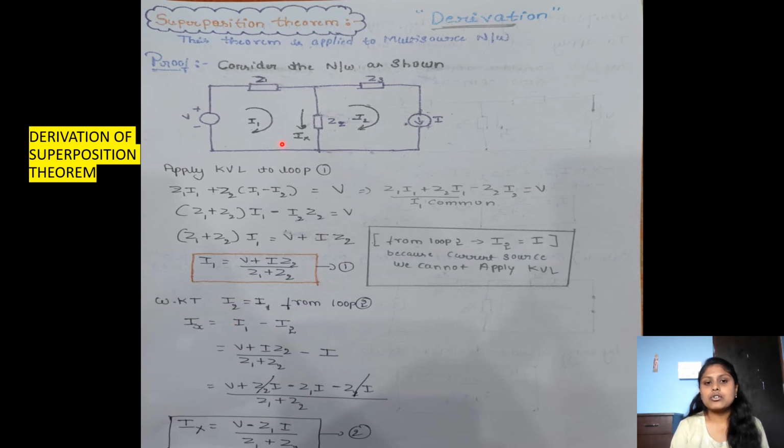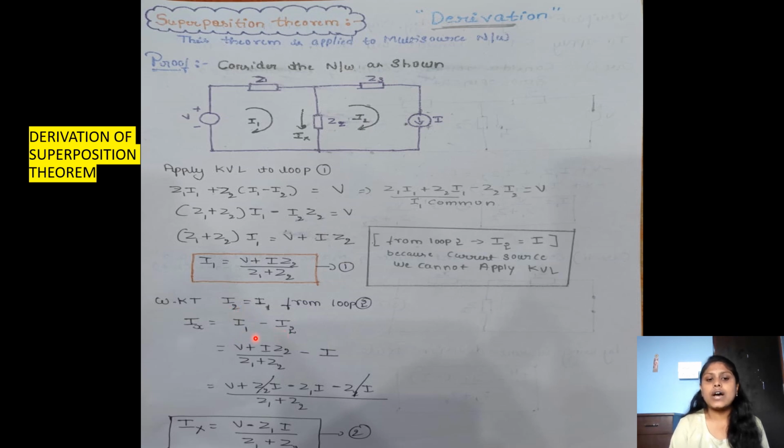Here we have to find the response in the case of Ix. So I have taken I1 minus I2. Why have I taken I1 minus I2? Why have I not taken I2 minus I1 here? Because I1 is flowing in the direction of Ix, but I2 is opposite to the direction of Ix. So I have taken I1 minus I2.